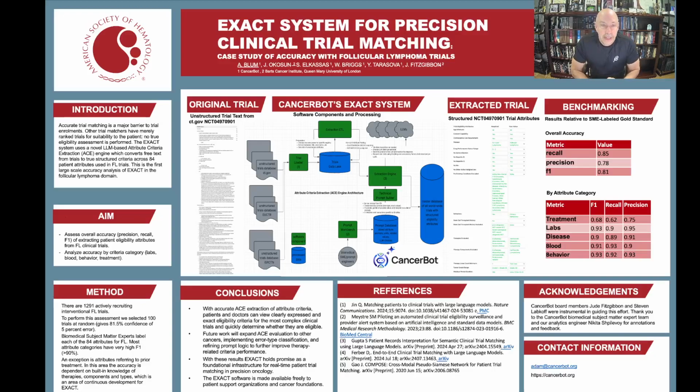Hello, this presentation is on CancerBot's underlying EXACT system for precision clinical trial matching, and we do an analysis of the accuracy of the attribute extraction with follicular lymphoma trials. So historically, trial matching has been a matter of ranking trials for patients against the unstructured text of trials.